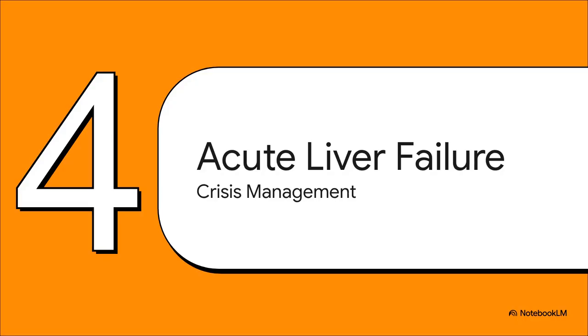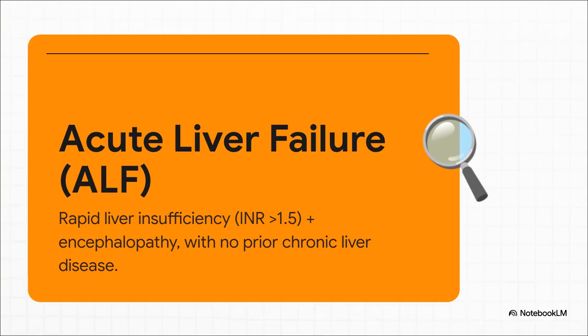Okay, let's pivot now from the complexities of chronic management to an all-out 5-alarm fire, acute liver failure. This is a true medical emergency that demands a rapid, coordinated, and multidisciplinary response from the moment the patient hits the door. The definition itself tells you how serious this is. It's not just one thing. It's a triad. You need evidence of rapid and severe liver injury. You need proof of impaired synthetic function, that's the coagulopathy, the INR greater than 1.5, and you need the devastating neurological consequence of hepatic encephalopathy. And critically, this all happens in someone who did not have chronic liver disease before.